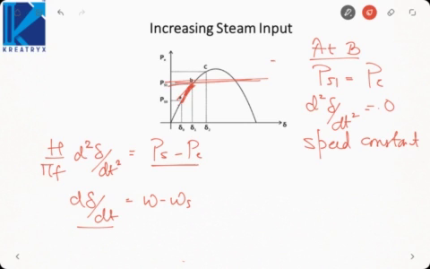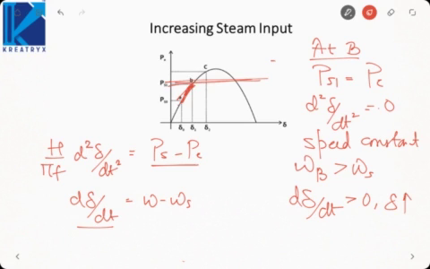Now when we were coming from A to B, the speed was constantly increasing. At A, speed was synchronous speed, and as we moved towards B, the speed kept on increasing. Suppose synchronous speed is 1000 rpm. As we are moving from A to B, speed increases, so let us say at point B, I have 1500 rpm. But speed at B is definitely greater than omega s, because from A to B speed was increasing, at A it was omega s, so at B it will be greater than omega s. So d delta by dt will be greater than 0.